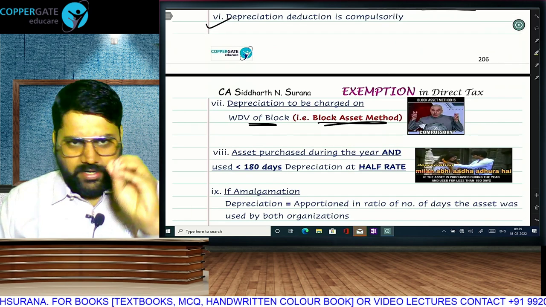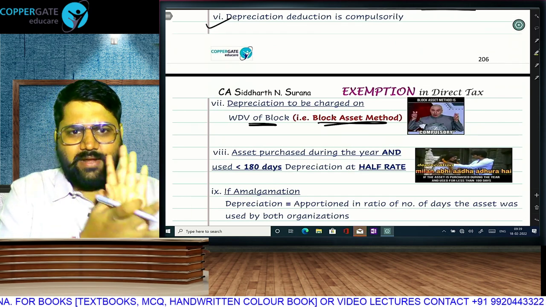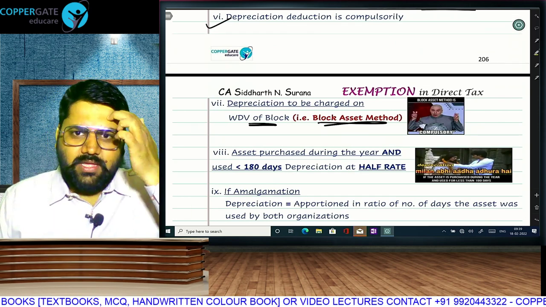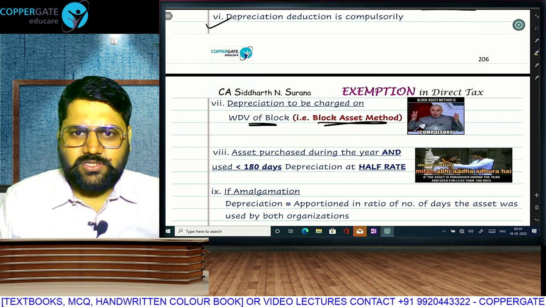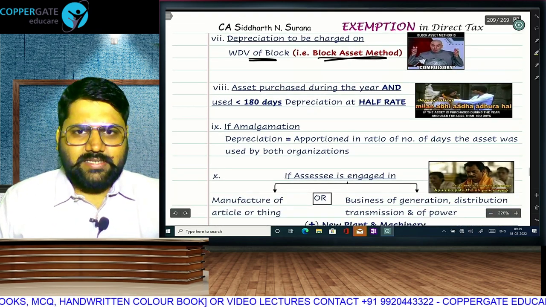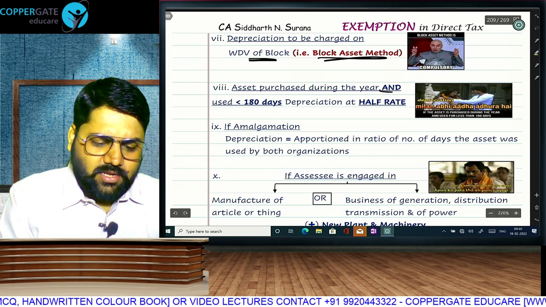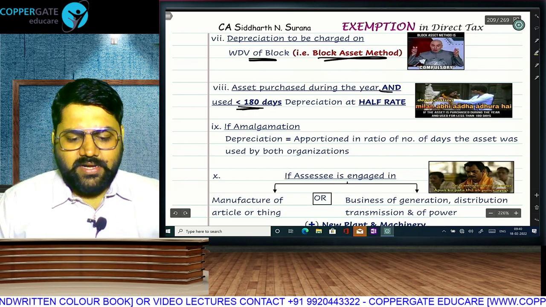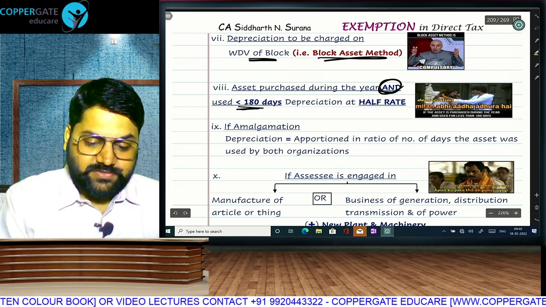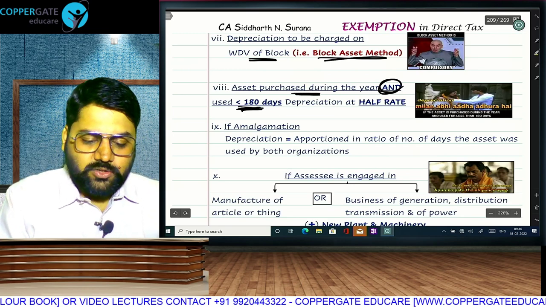We all know that an individual asset will have no identity. It will be added and become a part of the common value of the block, and depreciation will be charged on the block of the asset. Asset purchased during the year and used for less than 180 days. Both conditions have to be satisfied. Purchased during the year and used for less than 180 days.